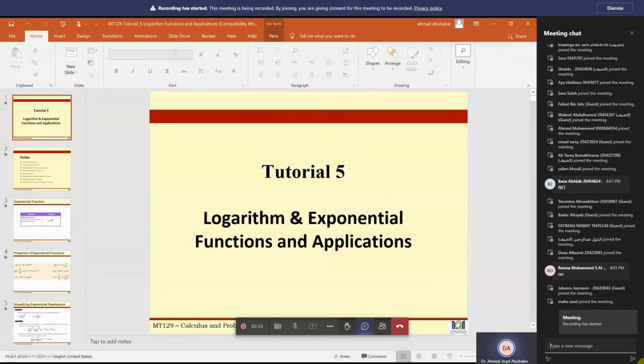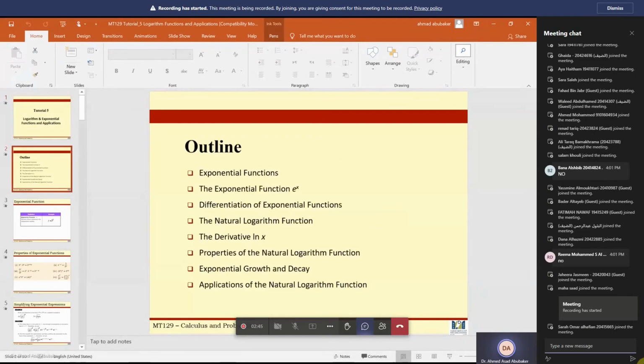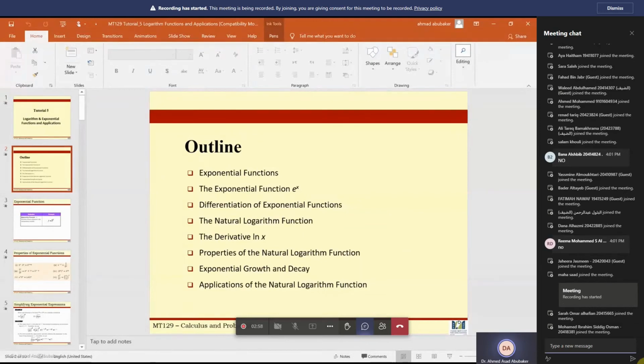Okay, tutorial number 5, the main subject is logarithm and exponential function and application. This is the main subject. We will study the exponential function, how we can find the differentiation of the exponential function, and we study the logarithm function, how we can find the derivative using ln x and the logarithm function.